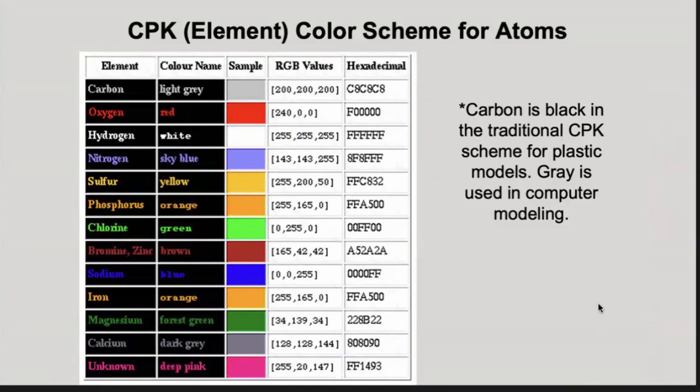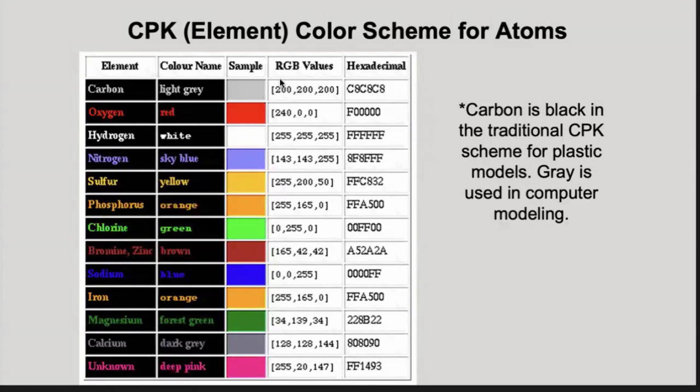And when you're making a 3D model out of a piece of plastic or a piece of wood, you use black usually for carbon. But if you're trying to represent that on a computer, the downside of using black for carbon is that it's hard to put a highlight and a foreshadow on it. It's hard to make it look 3-dimensional. So most of these computer tools will actually use gray for carbon instead of solid black.